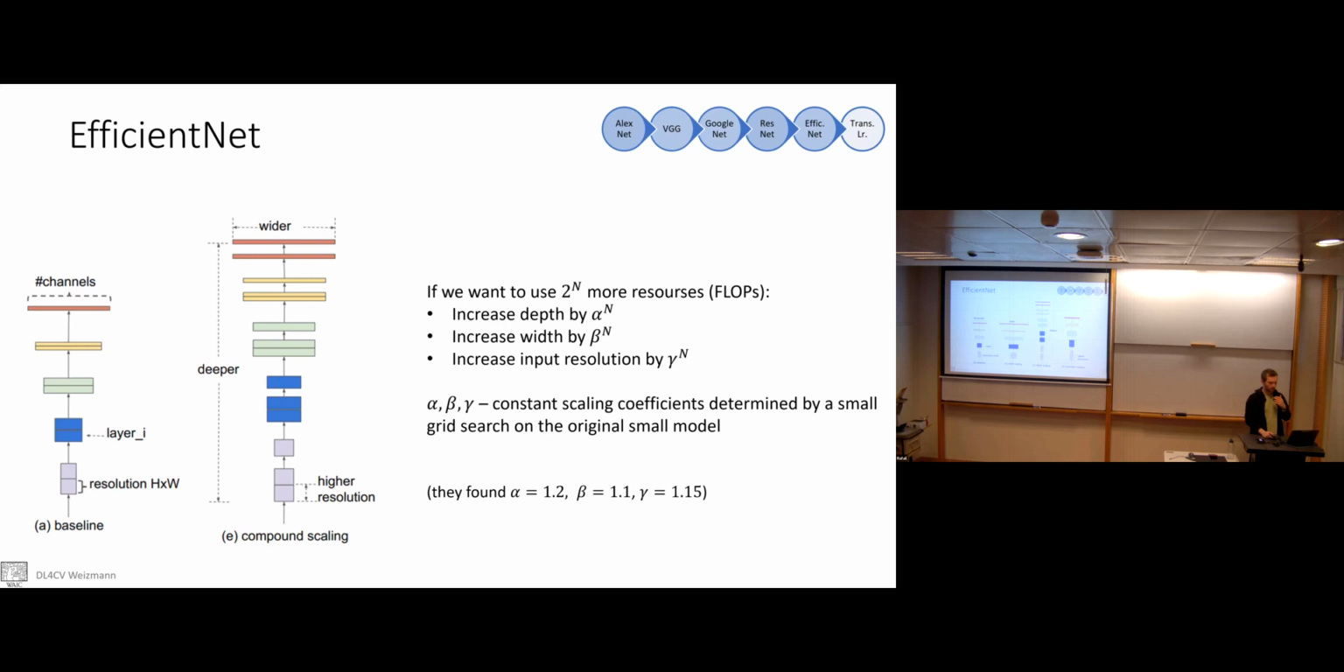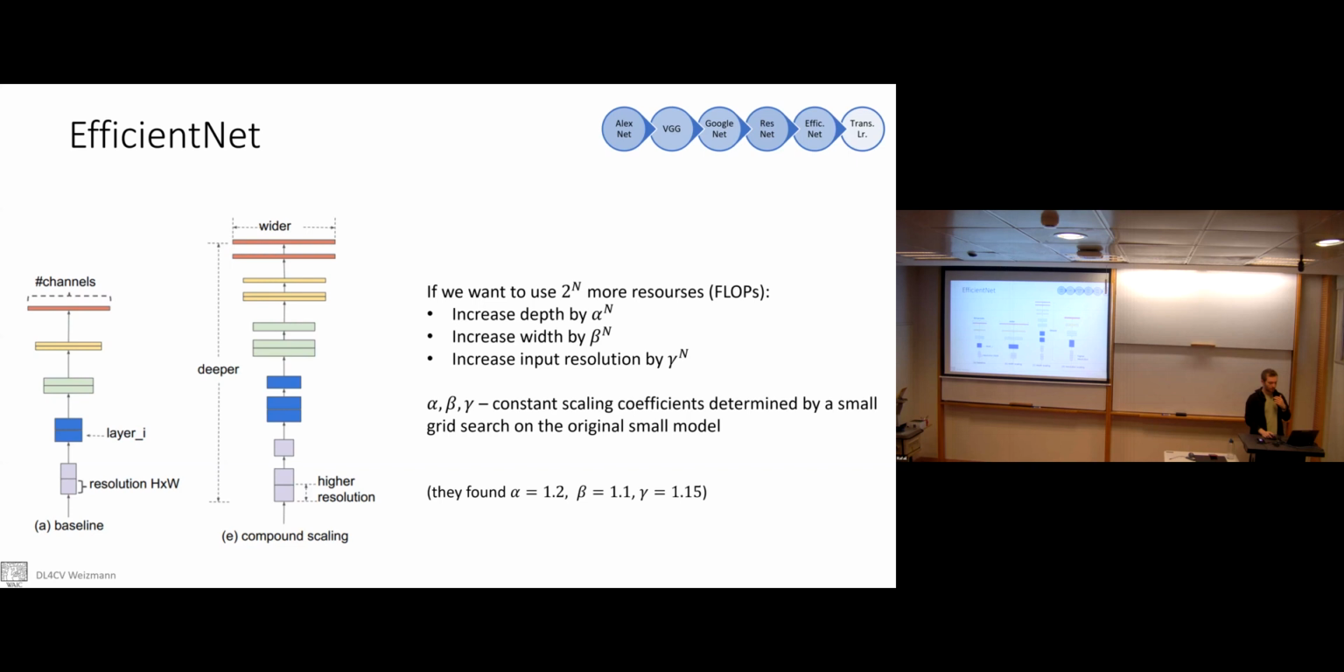Given a fixed compute budget, let's say some floating point operations, let's say now we want to use 2 to the power of n more resources. 2 to the power of n more floating point operations are allowed now. Then we'll increase the depth, so we'll have more layers, multiplied by alpha to the power of n. The width, so the number of channels, is multiplied by beta to the power of n. And the resolution of an image is multiplied by gamma to the power of n, where alpha, beta, and gamma are scaling coefficients that are determined by a grid search on a very small model.